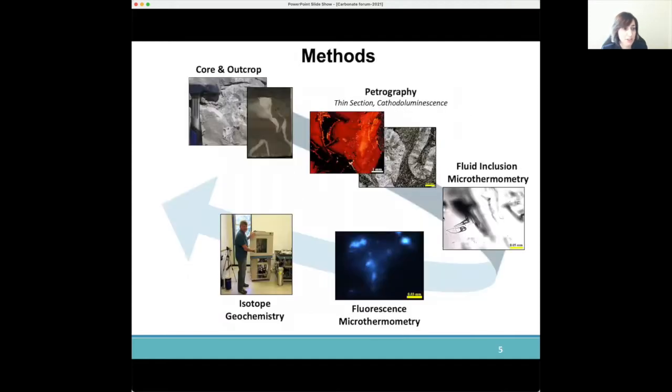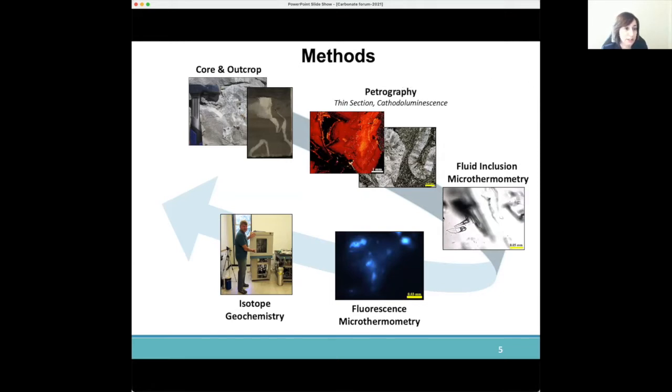To understand the diagenetic history of Mississippian rocks, I integrated a number of tools. I was primarily interested in sampling rocks with fractures, vugs, and porosity-filling cement. And I collected them from cores, outcrops, and mine samples.